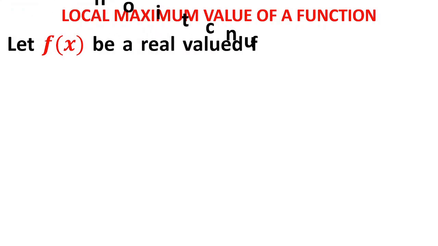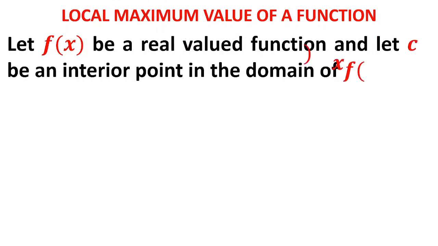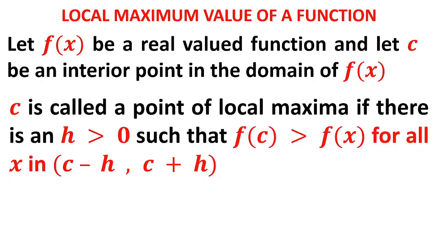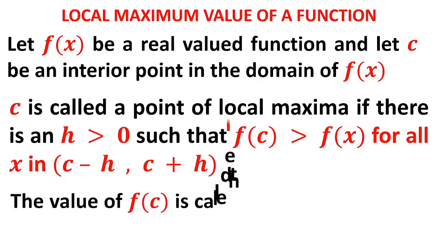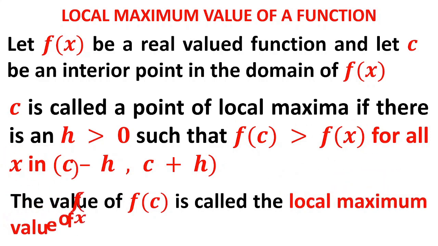Well, let us see what we mean by local maxima and local minima. Let f of x be a real valued function and c an interior point. c is called a point of local maxima if there is h greater than 0 such that f of c is greater than f of x for all x in (c minus h, c plus h). They are saying that (c minus h, c plus h) is a neighborhood, a small interval around that c with h greater than 0. In that, this should be satisfied. And the value of f of c is called the local maximum value.